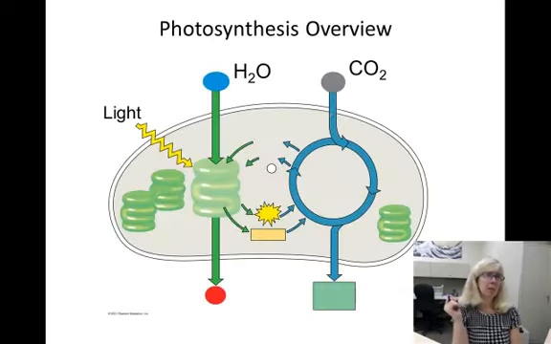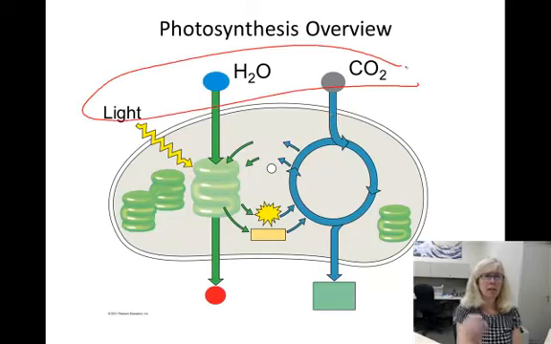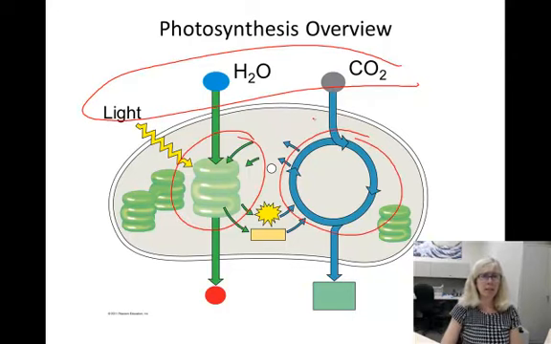There are three main inputs needed for photosynthesis: light, water, and carbon dioxide. And there are two main reactions: light reactions and the Calvin cycle. Let's take a look at each one.